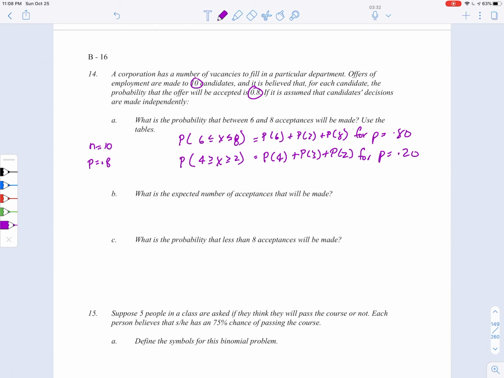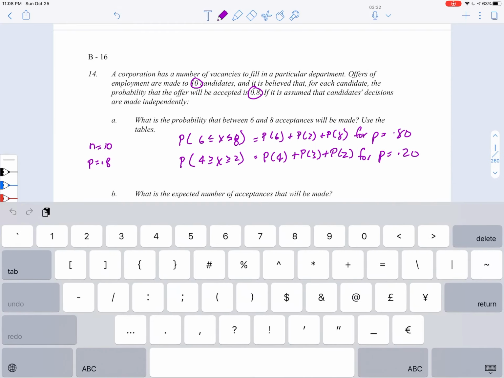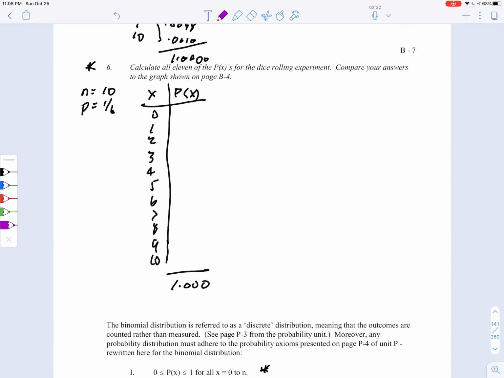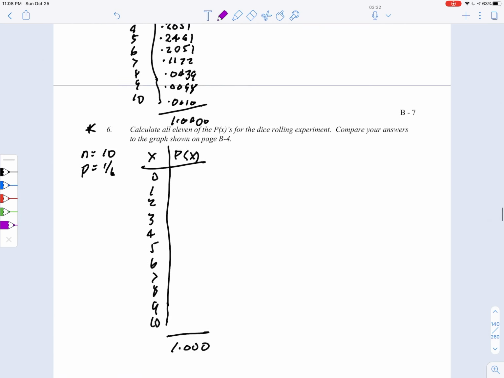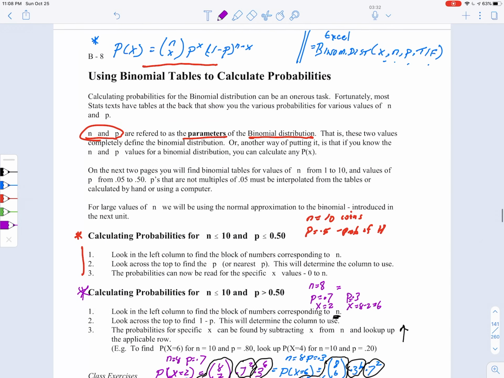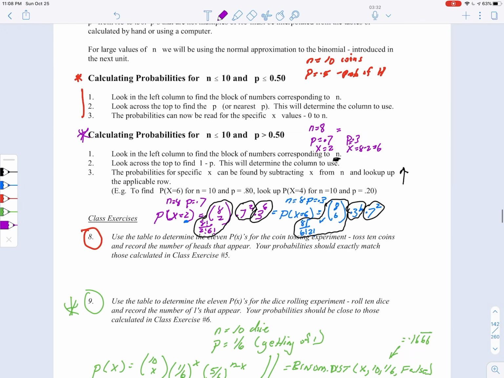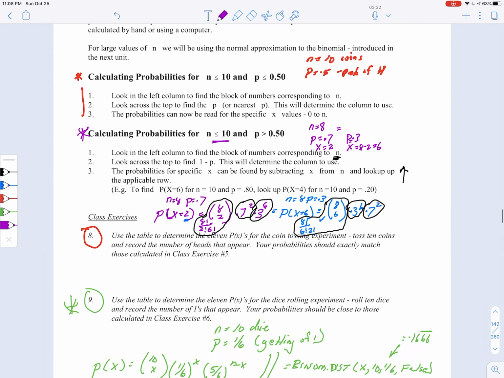What are we talking about here? Well, let's take a look back at page, I think it was about page 8 or so. There we go. It is page 8. Calculating probabilities for n less than or equal to 10 and p greater than 0.5. So in this case, p is equal to 0.8.